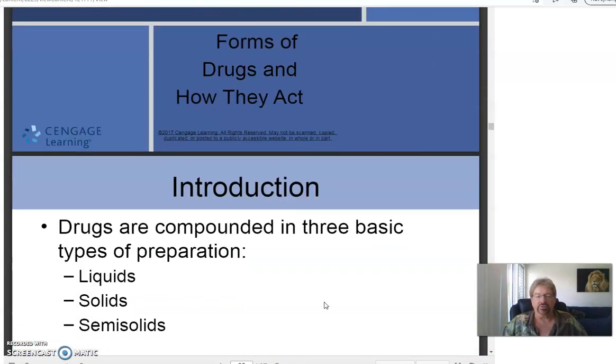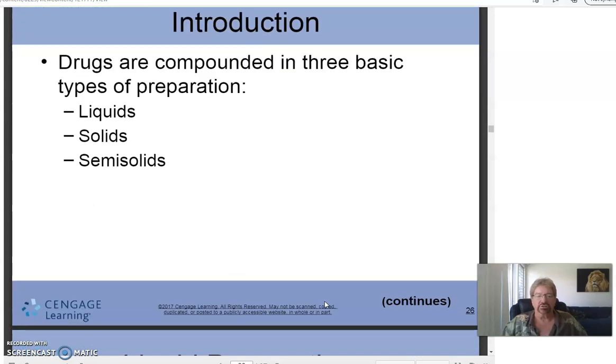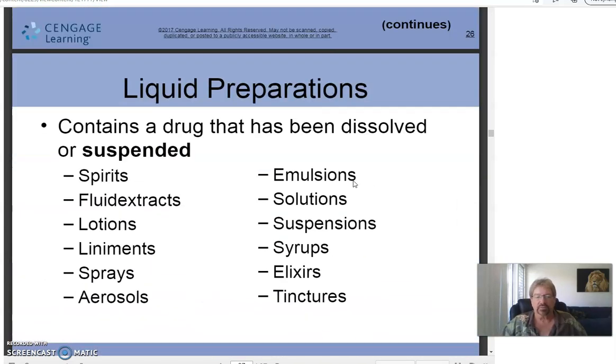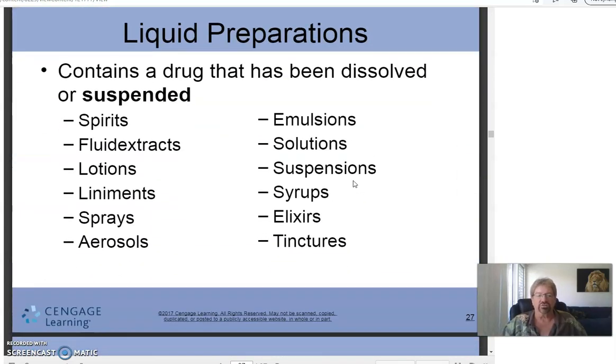Okay, we're moving on to Unit 8. Introduction. Drugs are compounded in three basic types of preparation: liquids, solids, or semisolids. Liquid preparations contain a drug that's been dissolved or suspended. Fluids, fluid extract, lotions, liniments, sprays, aerosols, emulsions, solutions, suspensions, syrups, elixirs, tinctures.